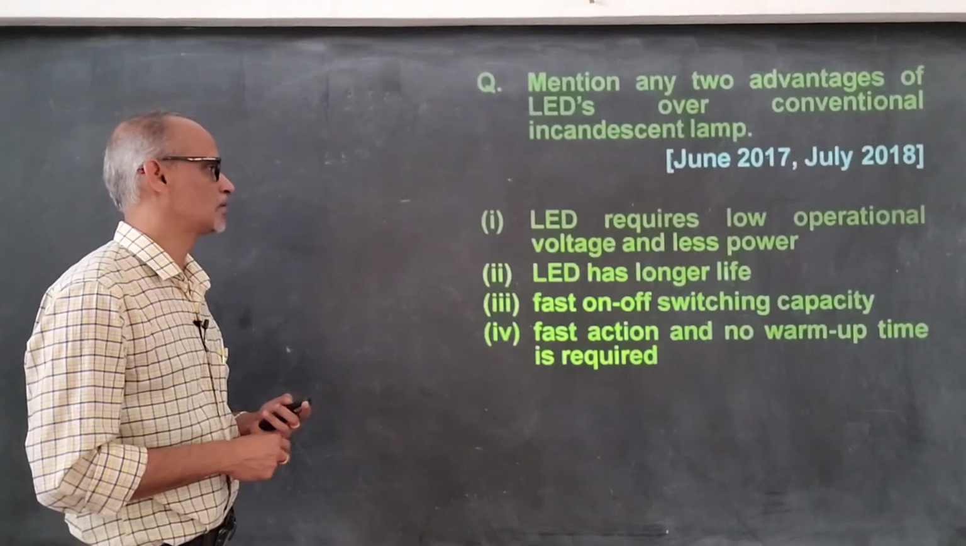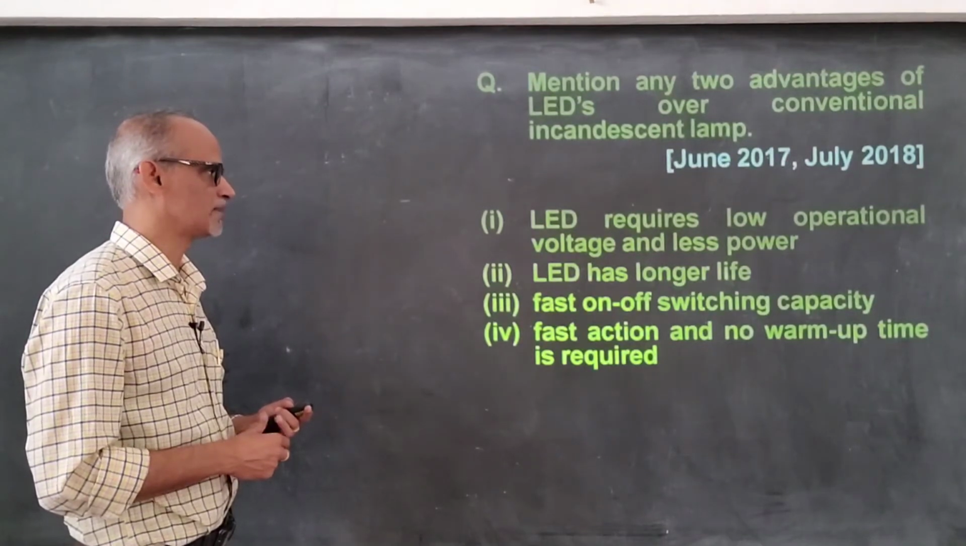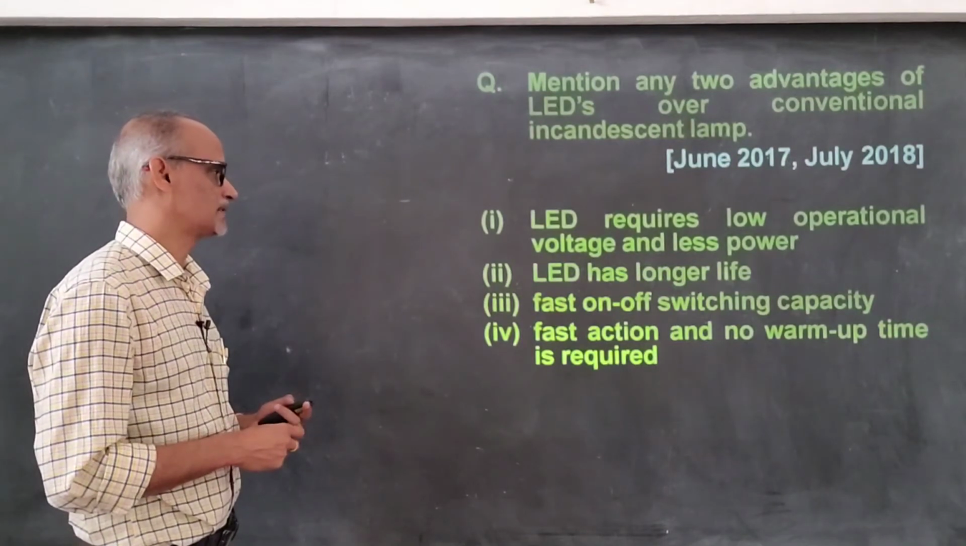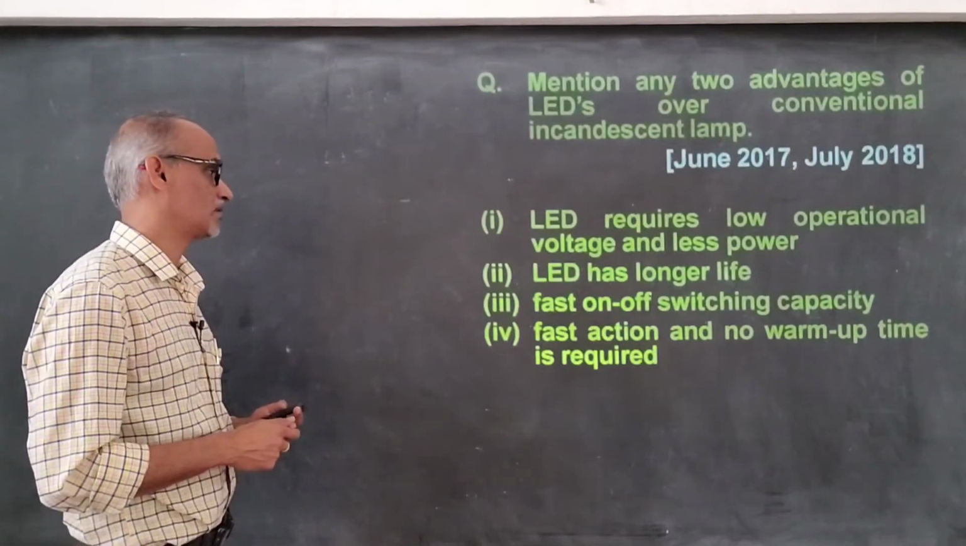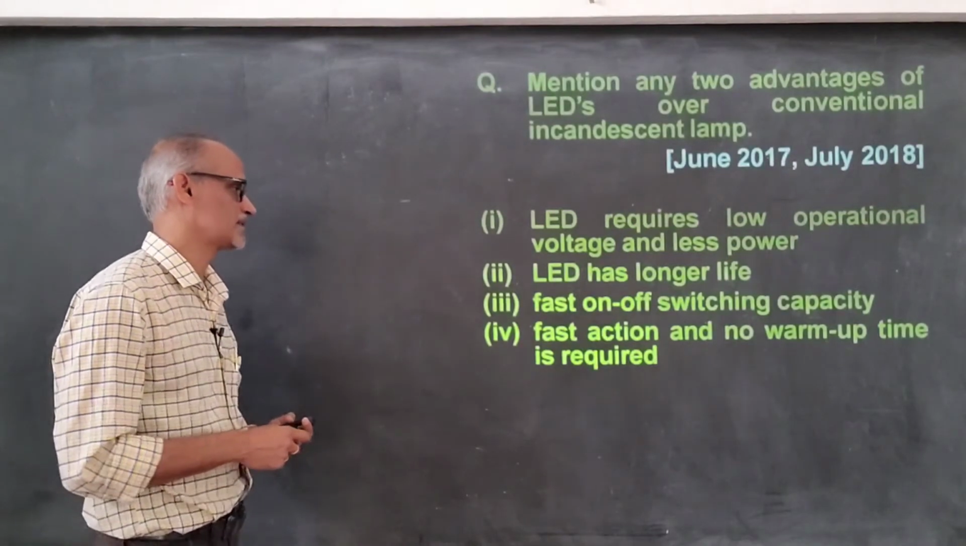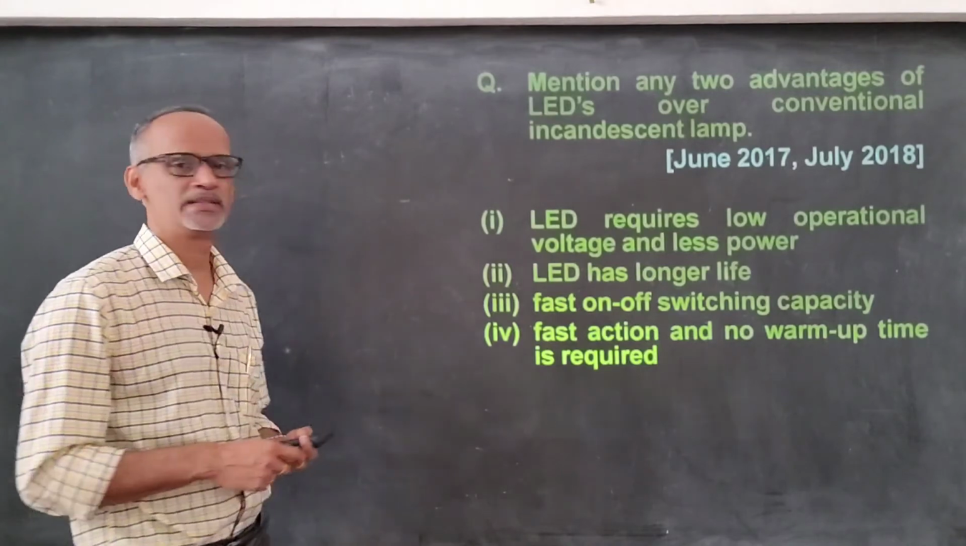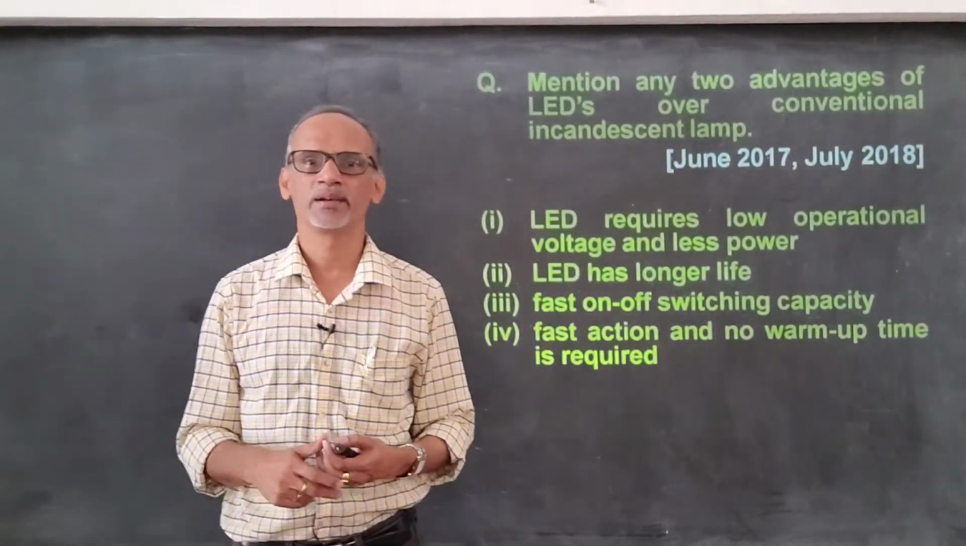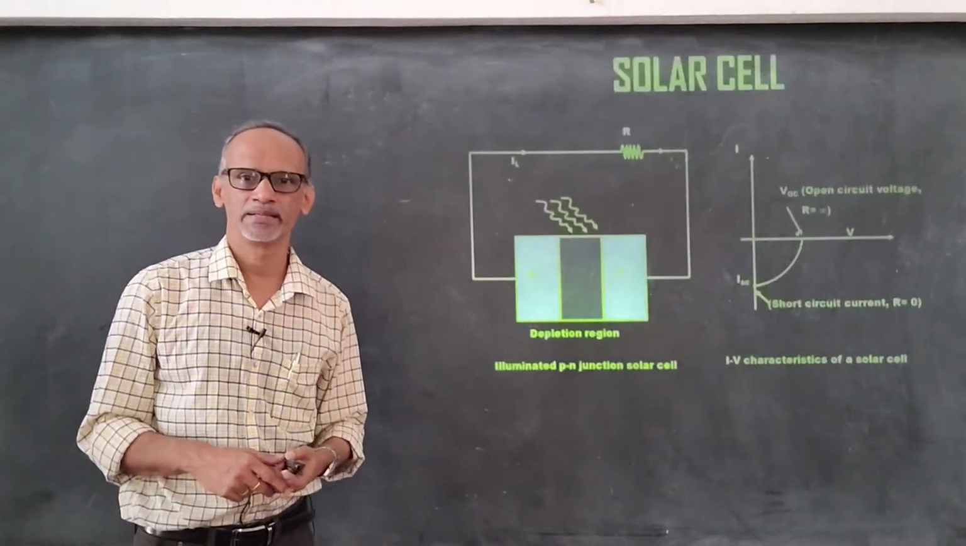So LED requires a low operational voltage, low voltage and less power. LED has a longer life, it has a fast on off switching capacity, and the fast action and no warm up time is required. So these are the four advantages of the LEDs.